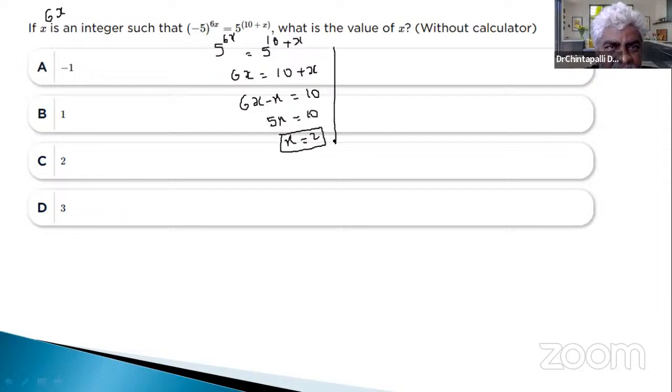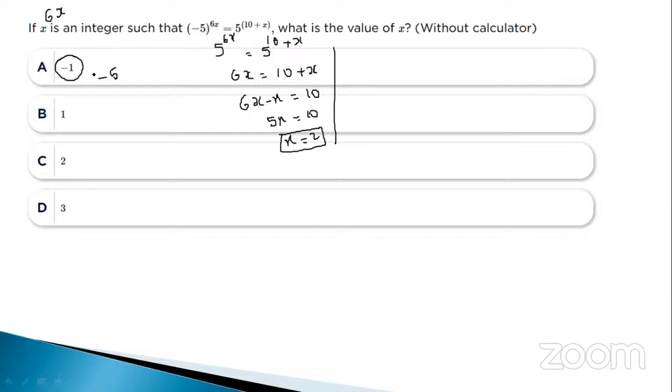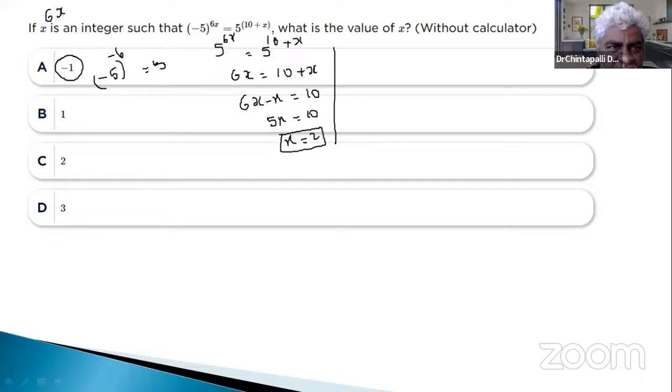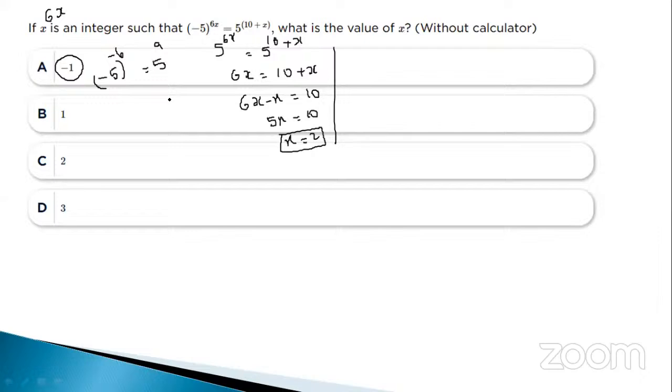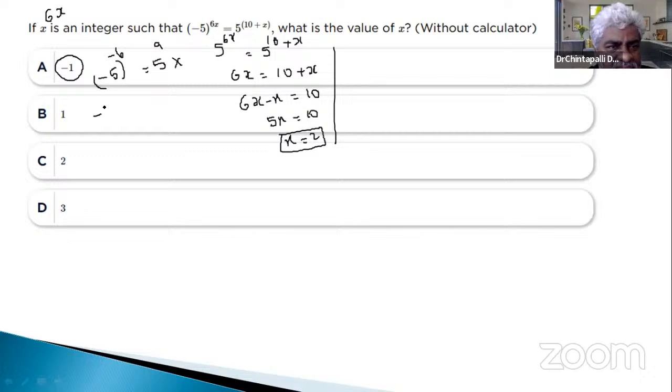Some may solve this by plugging in the values. What happens if we plug in minus 1 in the place of x? It will become (-5) to the power of -6 equals 5 to the power of 9. It's not correct. What happens if you plug in 1? (-5)^6 and 5^9. Also wrong, since 5^6 cannot be equal to 5^9.